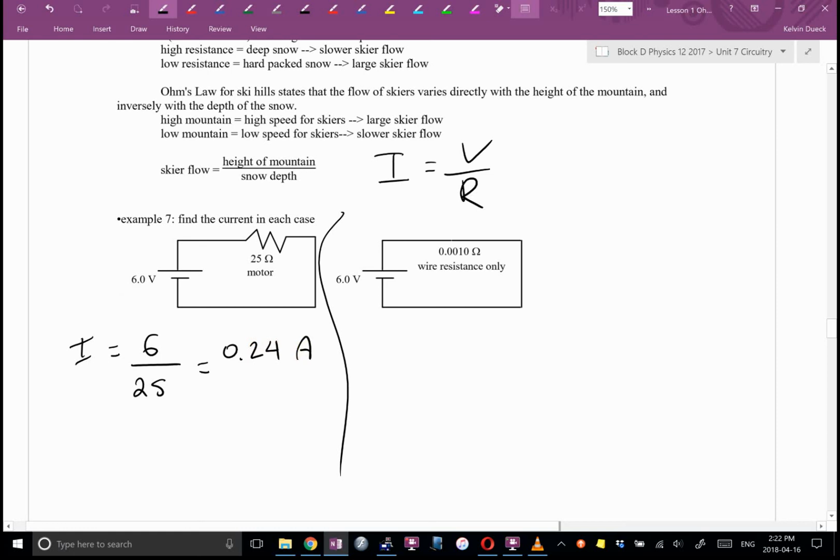Now remember, amps is coulombs per second. This battery will last a fair while because not many coulombs per second are being drained from that chemical reaction. Now compare that with this short circuit, where there's no external resistor, where we've only hooked up the wire, which means the wire itself has to behave like the resistor.